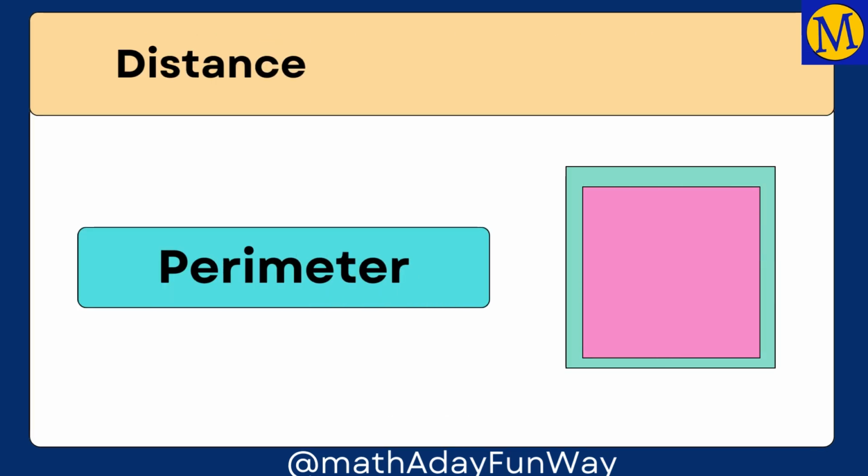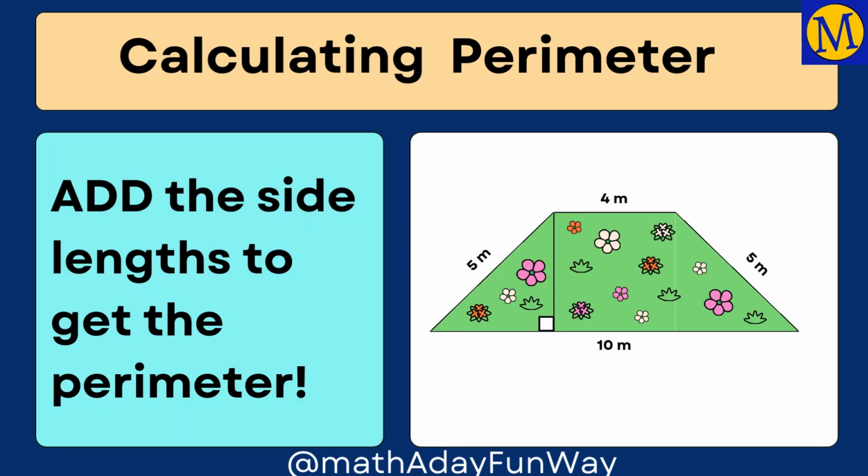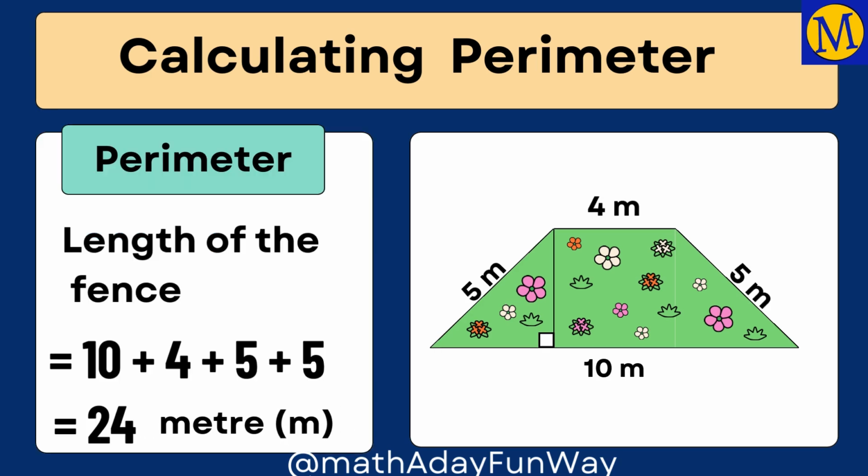The distance around the 2D shape is called perimeter. So, we add the side lengths to get the perimeter. The length of the fence is 10 plus 5 plus 5 plus 4 equal to 24 meters.